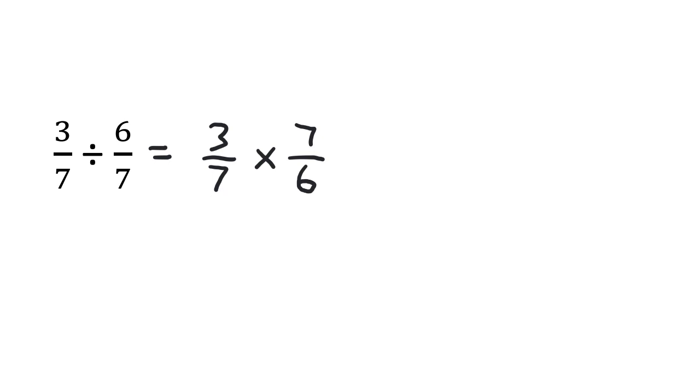And again, I'm going to check to see if I can cross reduce. And with the 3 and the 6 I can. The greatest common factor would be 3. 3 divided by 3 is 1. 6 divided by 3 is 2.